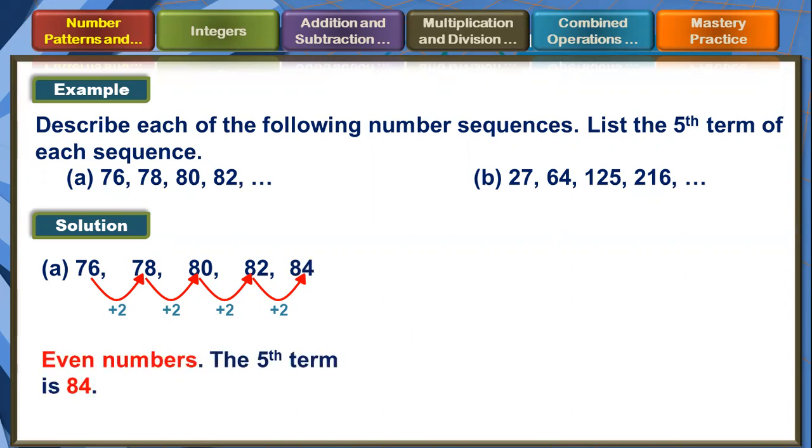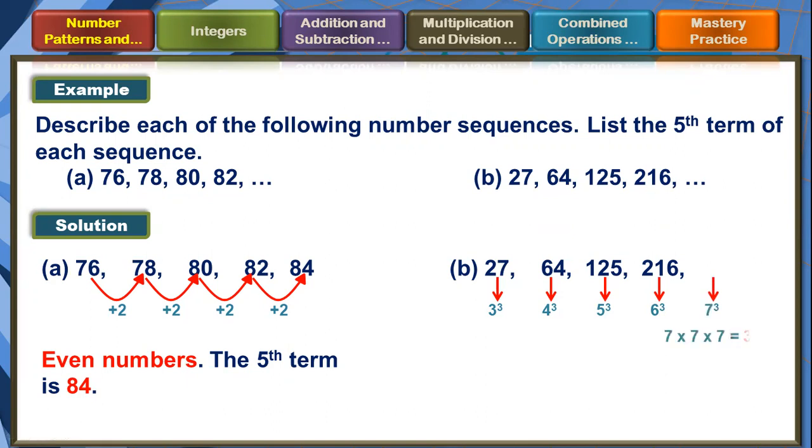So to describe the sequence of these numbers, it is a sequence of even numbers, and the fifth term is 84, as we have got here. So for B, to find it, we have to compare it to cubes. 3 cubed is 27, 4 cubed is 64, 5 cubed is 125, 6 cubed is 216. So we know that the next number should be 7 cubed. And to get the value of 7 cubed, we have to multiply it 3 times, which is 343.